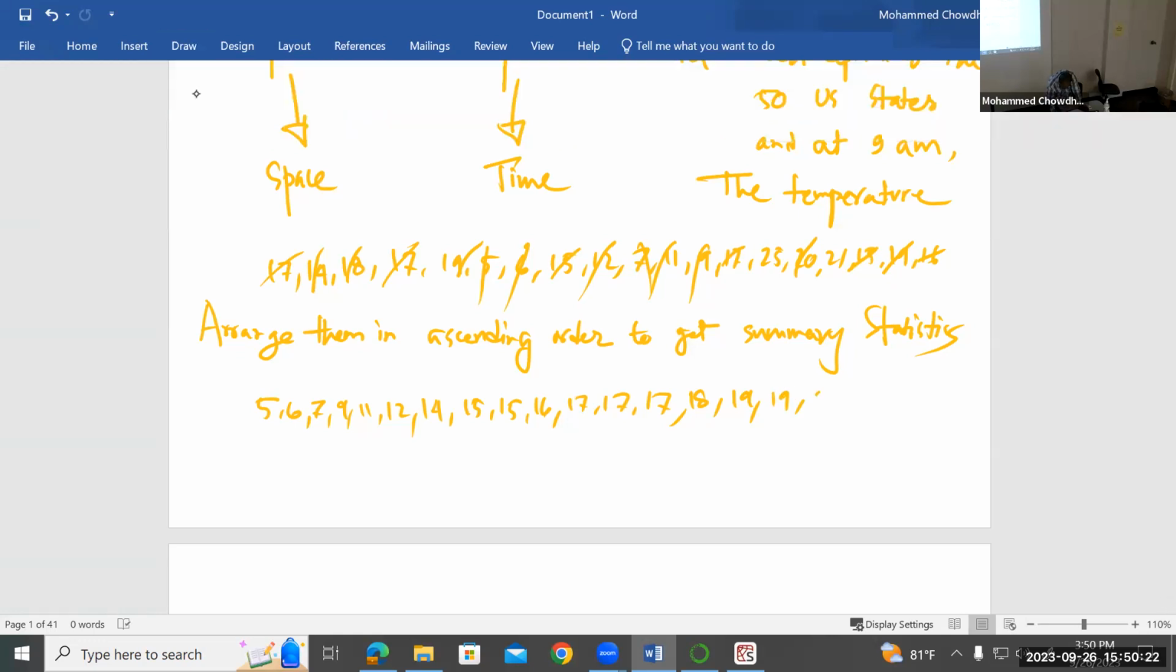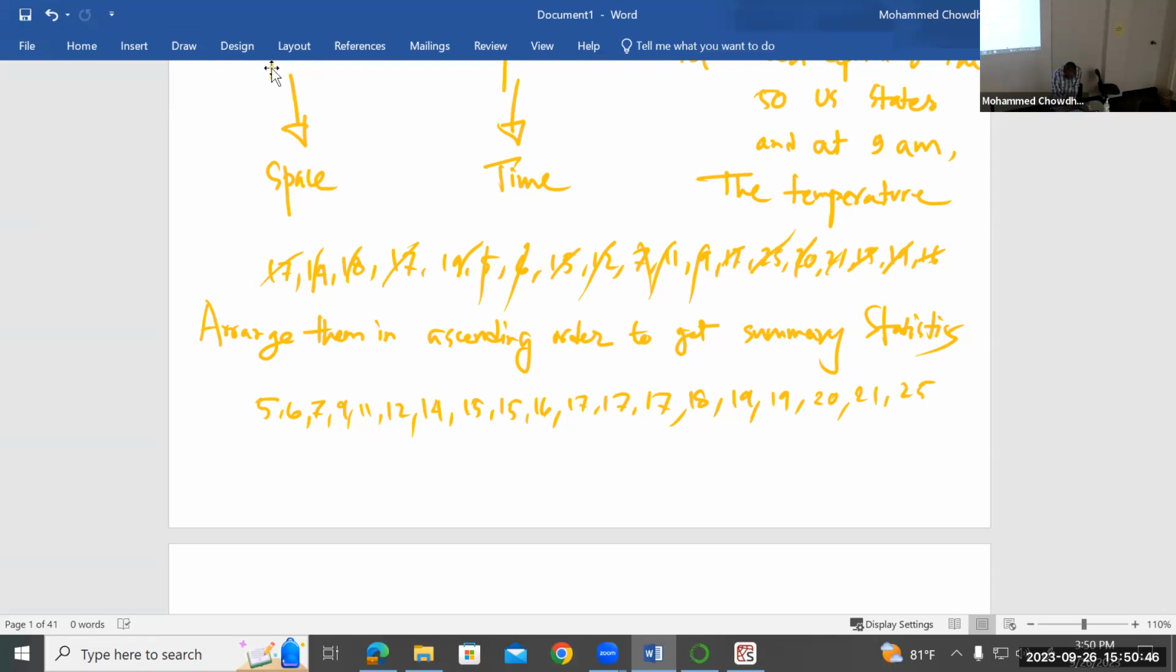$19, and then there is a 20, then 21, and then finally 25, right? Okay. Any data, if you are asked to find the summary statistics, arrange them in ascending order, find the middlemost value, that will be the median.